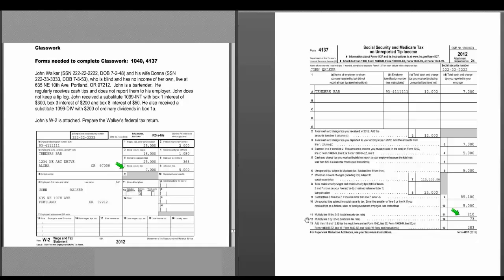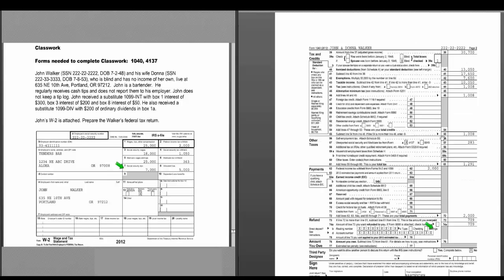On line 12, it tells you for Medicare tax to multiply the amount on line 10 by 0.0145. When we do that here on line 12, we enter 73. You add lines 11 and 12 together, and you end up with $283. It also tells you to carry that to line 57 on the 1040, which we have done. So the tax on his wages, plus the tax on his unreported tips, the total for that is $1,291.